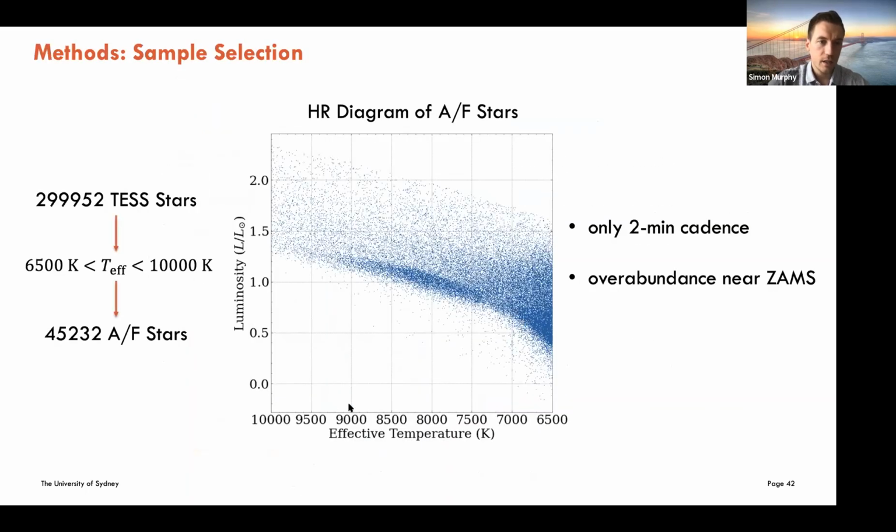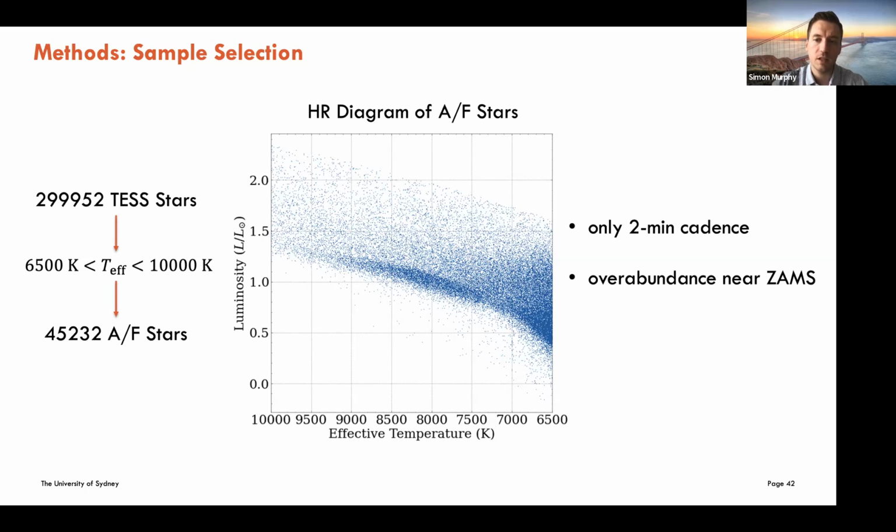So he also needs a sample to work on. So here's an HR diagram of all A and F stars that were observed at 2-minute cadence by TESS. You'll notice that there is an overabundance near the zero age main sequence. So there's an overabundance of stars down here compared to slightly more evolved stars. And that's actually a selection bias.